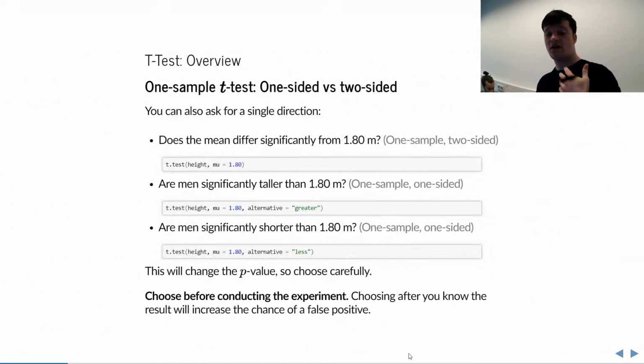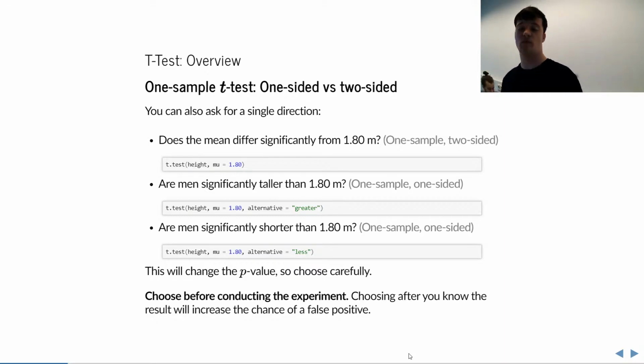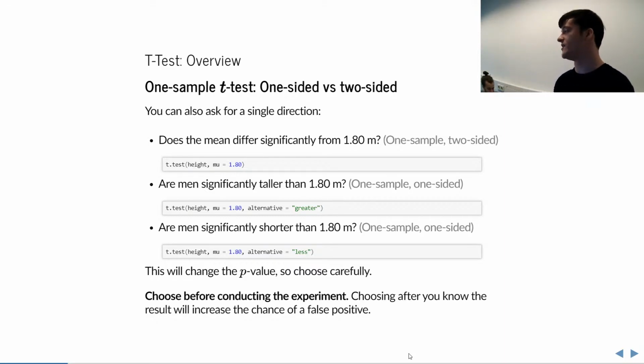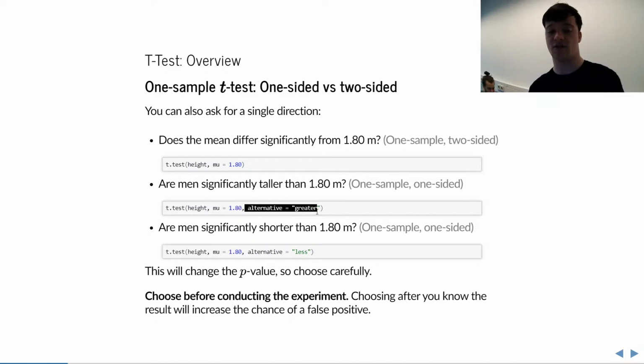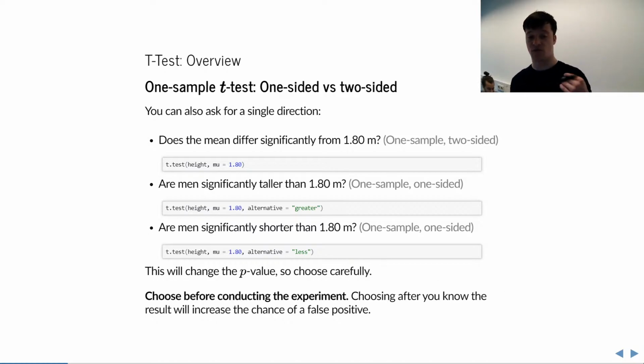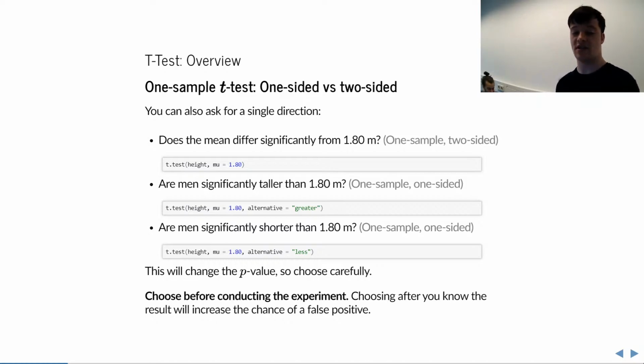Okay, you can also ask other questions with a one-sample t-test. Here I just asked, is it different? But maybe I want to know, are males in the Netherlands taller than 1.8 meters? You can do that simply by specifying alternative is greater. Then it will ask, is the mean of this vector significantly greater than the mean under the null hypothesis? And you can do it the other way around. You can say less, and then it will perform a one-sided t-test instead of a two-sided t-test.